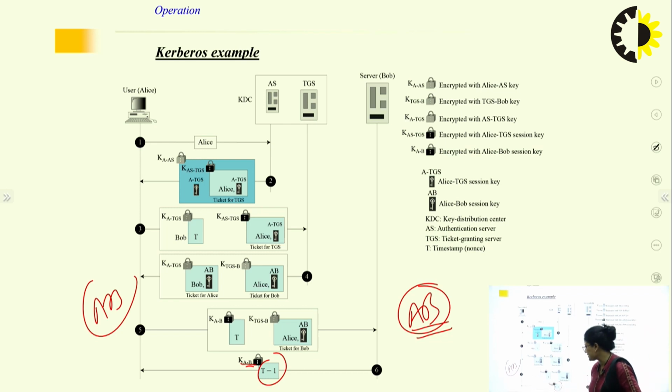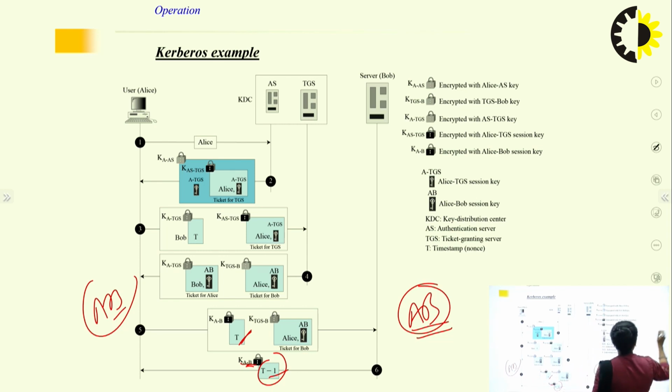Once Alice gets the message, she decrypts it, because by now both of them, the client and the server, know the value of AB. Then she checks that yes, I have sent a value T and I've got a decremented value of T. That means this message is coming from an authentic server. That means I have actually communicated with Bob, and from now both of us are sharing the key AB. And from then on, what happens?